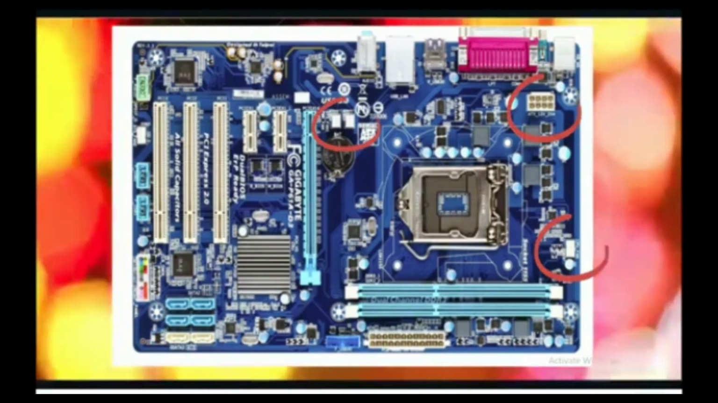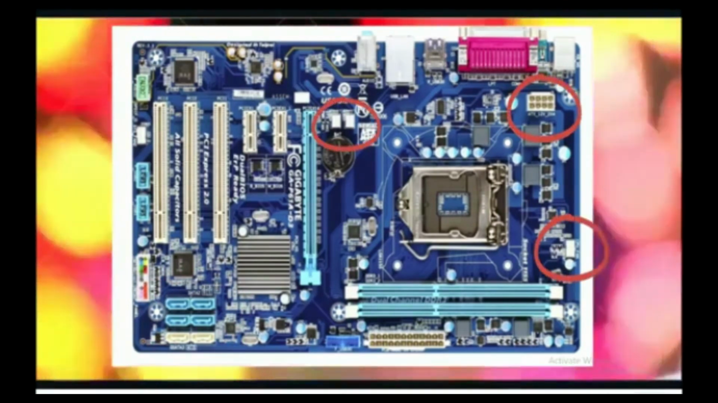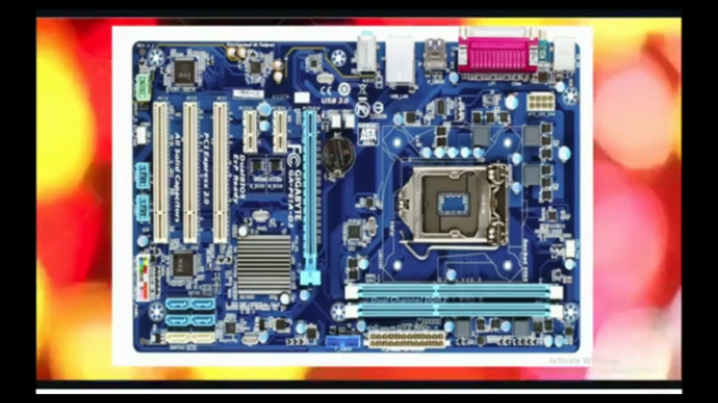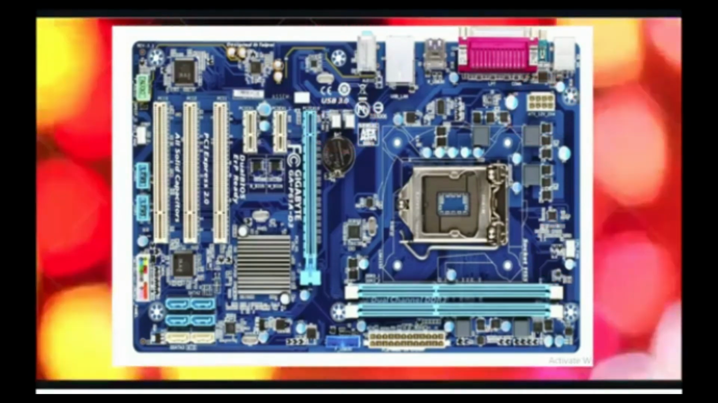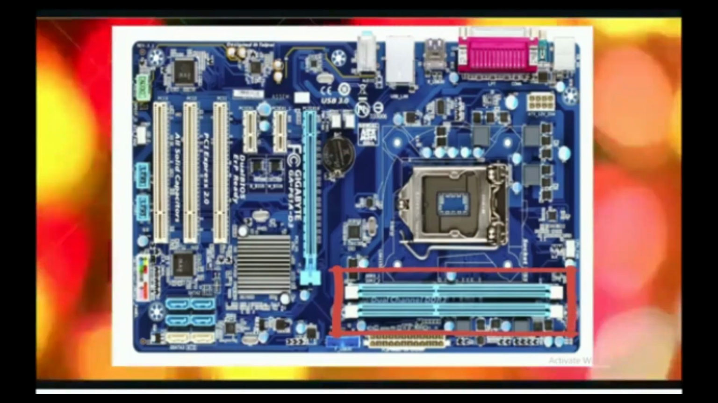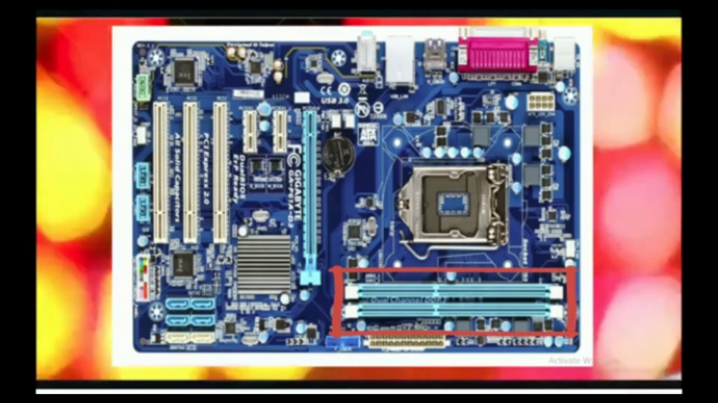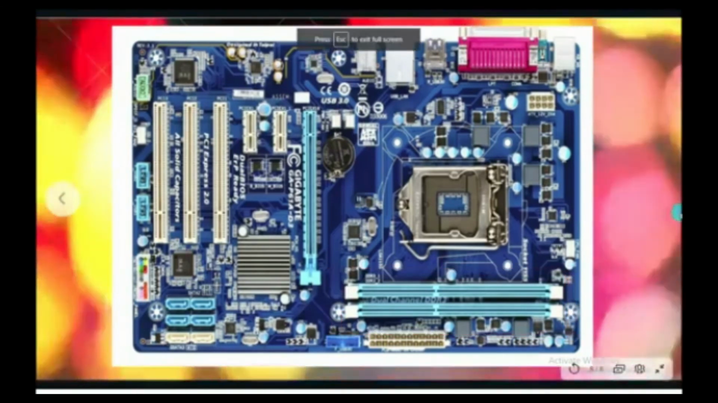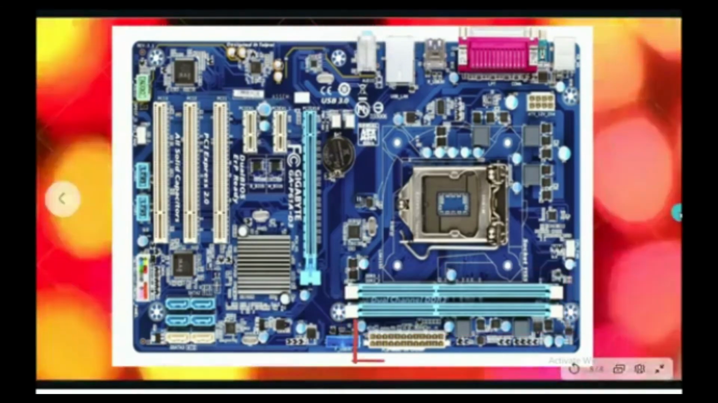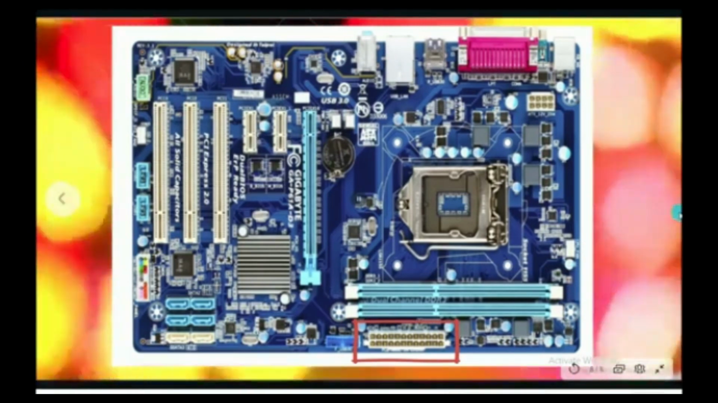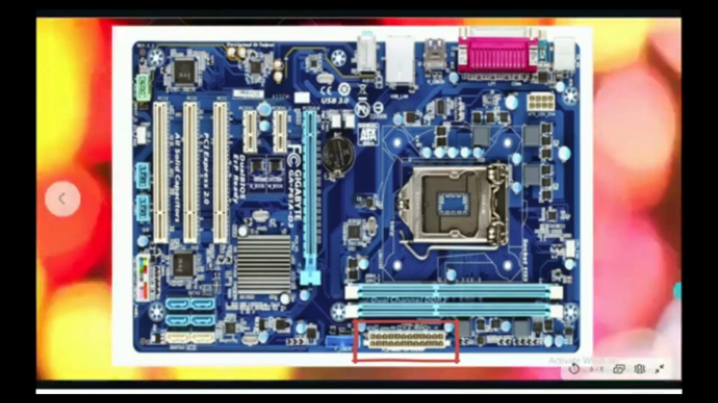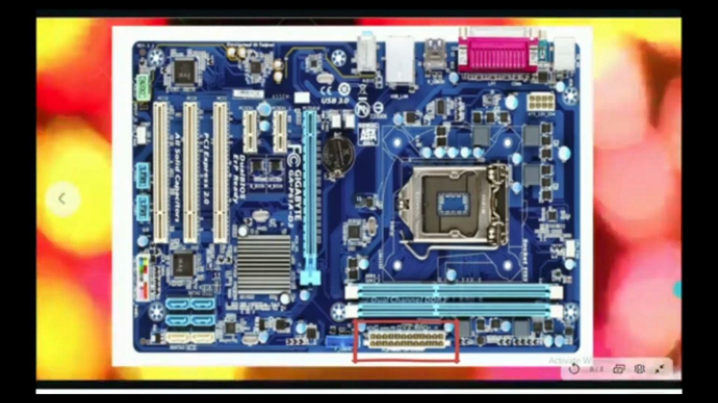Fan headers supply power to the CPU heat sink fan and computer case fans. RAM slots are vertical slots, typically numbering 3 or 4, which usually are located at the upper right corner of the motherboard. ATX power connector connects to the 24-pin ATX power cable of a power supply unit which supplies power to the motherboard.